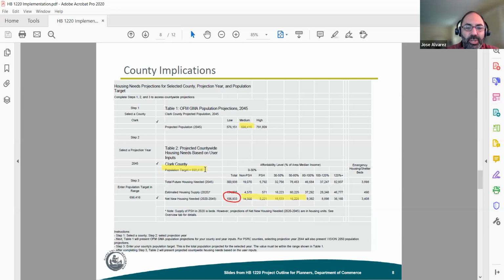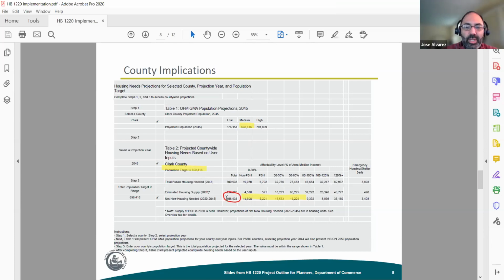Again, the population target. This is just what OFM is recommending. There haven't been any decisions on the population because we haven't gotten to council yet. But then this breaks out the future housing need at the end of the period to 300,000 units, and it's broken into these bands. And so it's displaying how much housing we need at those different income bands.